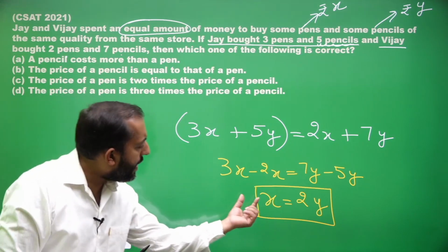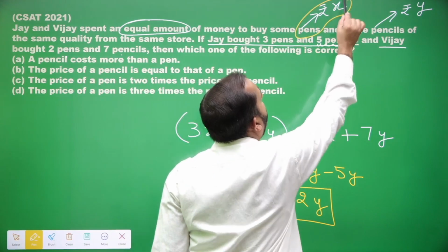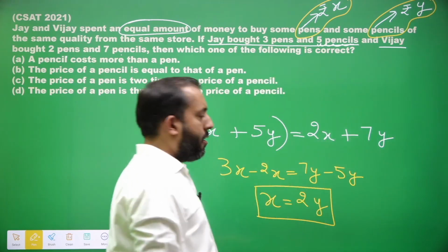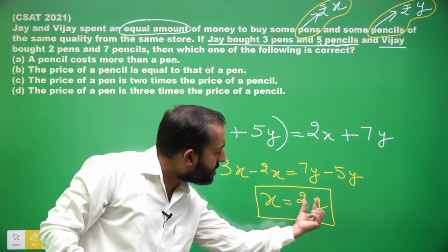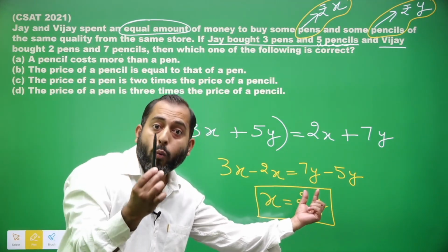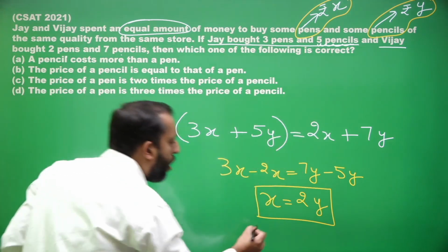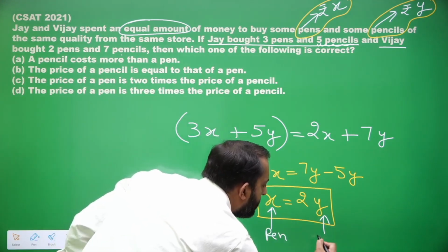So from here, I can say, what was X here? X was the price of one pen. What was Y here? Y was the price of one pencil. Okay, so you can see the price of one pen is twice the price of one pencil. So from here, the price of one pen is what? It is twice the price of one pencil.